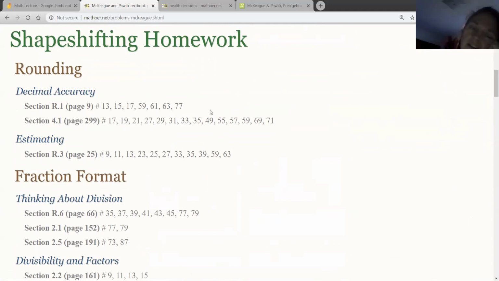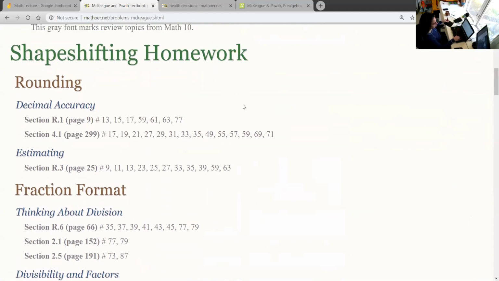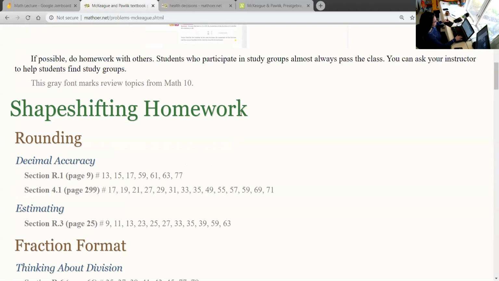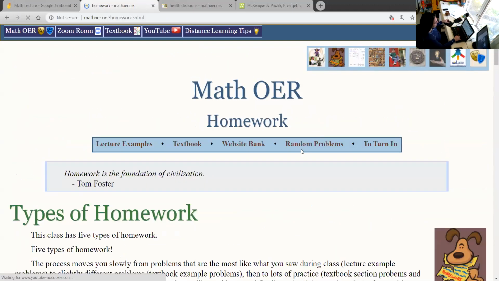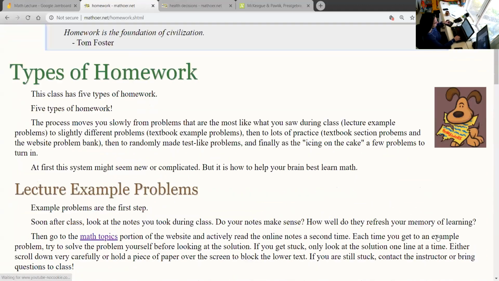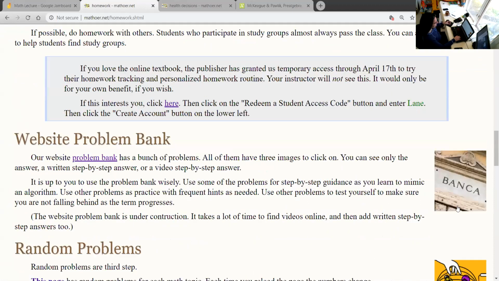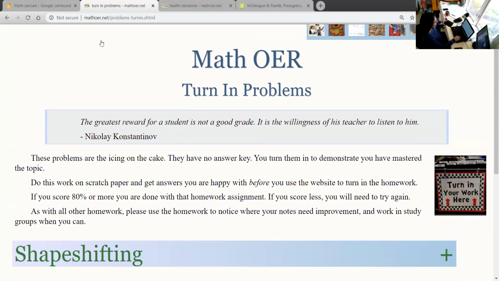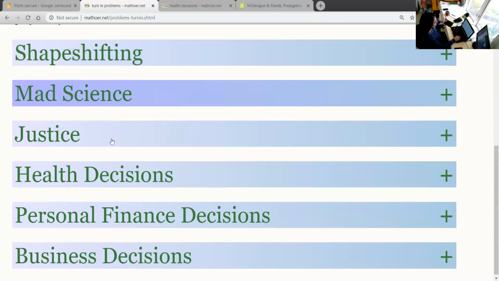Oh, well, okay. I was thinking that was our homework, so I did some of that. You did that. I can still do one if you want. I had a hard time looking for our original homework. The only homework you're supposed to turn in is the one that says turn in down here. And then skip shape-shifting, mad science, and justice, because we are starting with health decisions. Okay.